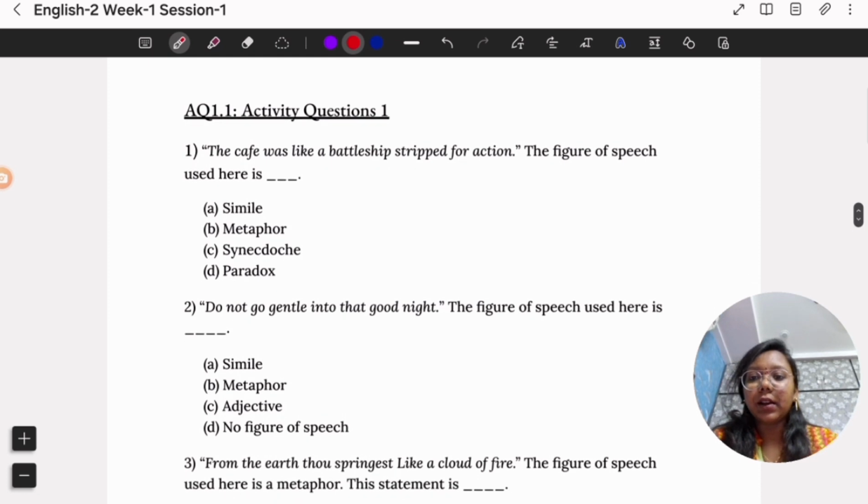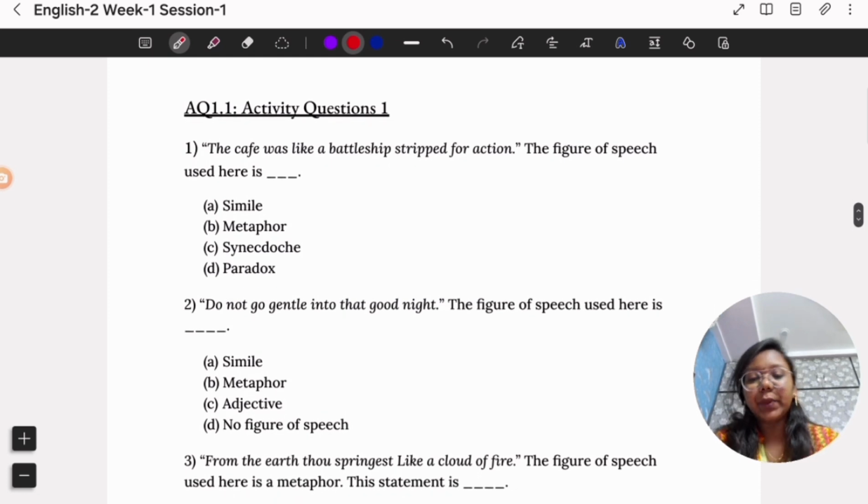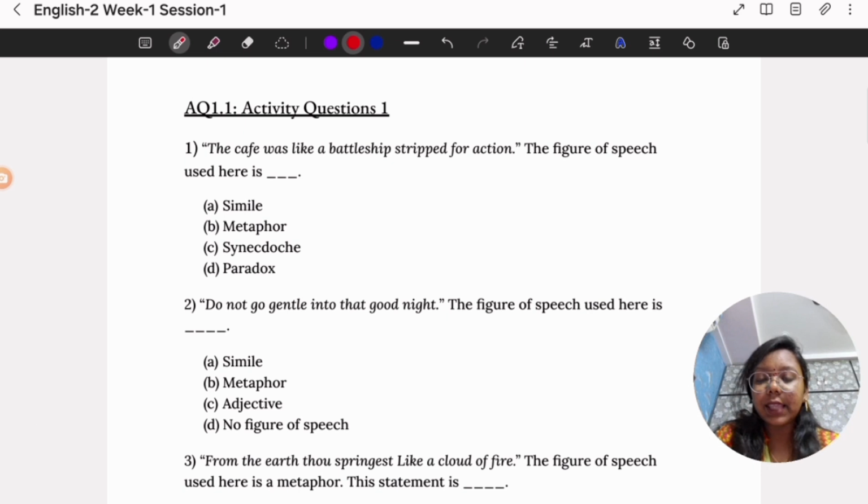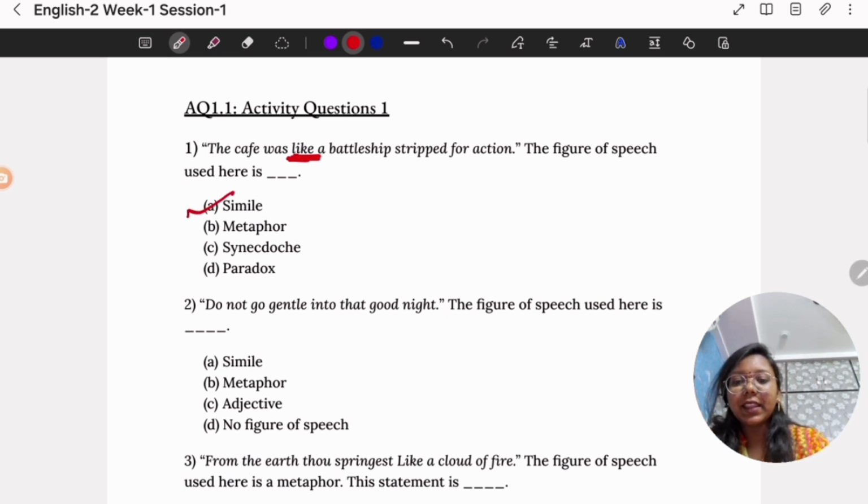So yeah, now let's go through the activity questions. First thing, the cave was like a battleship stripped for action. They're asking to find out the figure of speech. Is it simile, metaphor, synecdoche, or paradox? So if you go through the sentence once again, the cave was like a battleship stripped for action. It's very easy to identify. A connective is used here, so obviously it's simile.